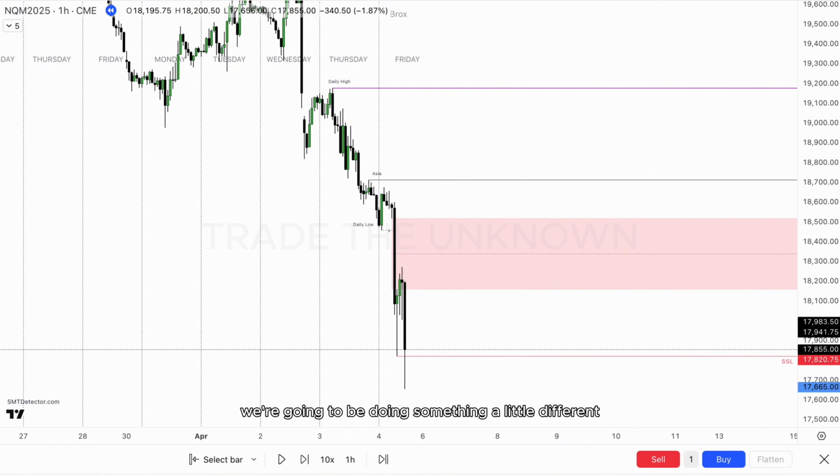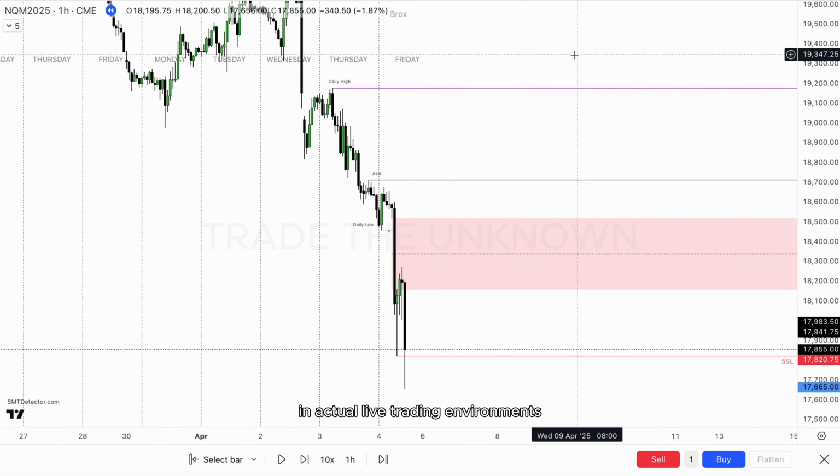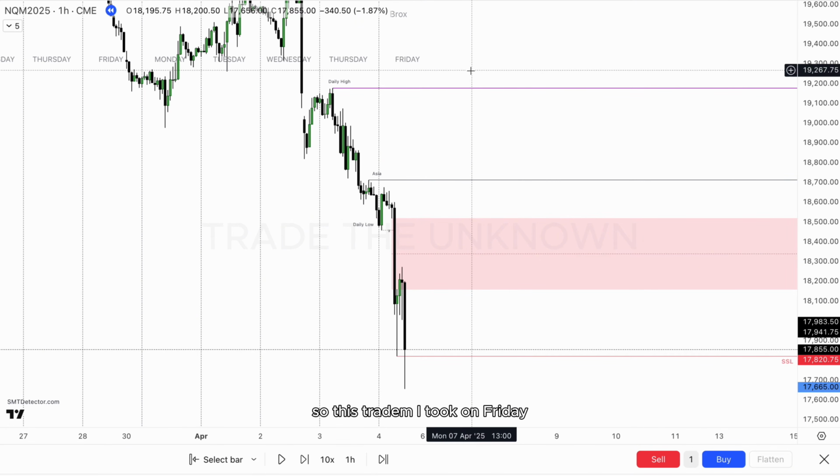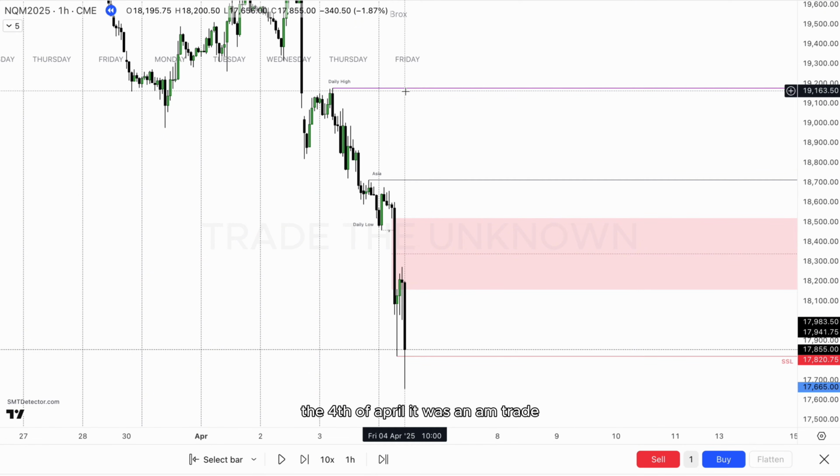In this one, we're going to be doing something a little different. I've gotten some requests that want me to do a trade breakdown, so I figured this was a good time to showcase how to use what I've taught so far in actual live trading environments. So this trade I took on Friday the 4th of April. It was an AM trade, and I'll tell you guys what I was seeing right before this candle.